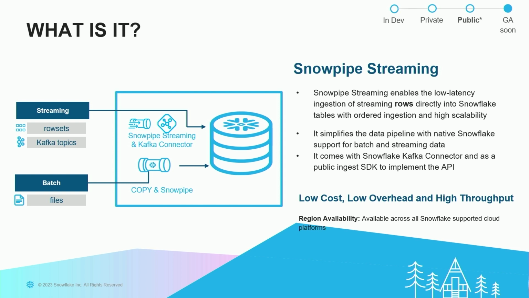It comes with two flavors, I will say. One is the Snowflake Kafka connector, which comes built in now with the Snowpipe Streaming. And then there is a public API that we have released. It's an ingest API, which you can use. It's Java-based to build your own application, connect with the source, and then bring the data into Snowflake.